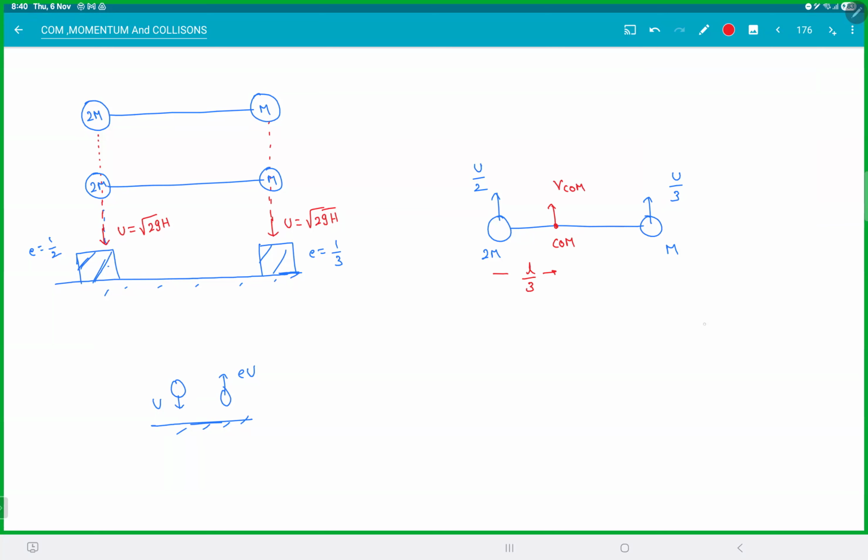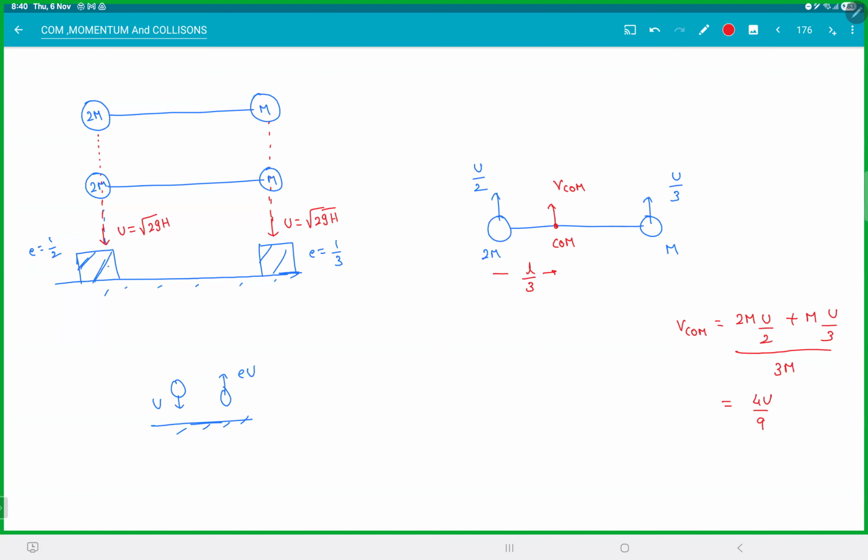So the velocity of center of mass after collision will be 2m into u by 2 plus m into u by 3, divided by total mass 3m. That will be (u plus u by 3) by 3, that is 4u by 9. That's your velocity of center of mass just after collision. Clear with this? Yeah, we need that to find h max of center of mass.